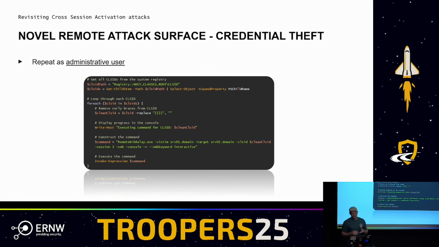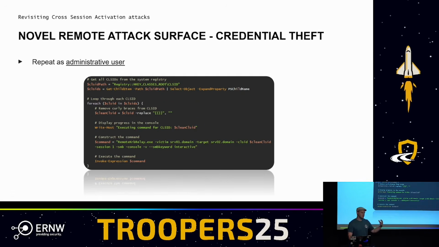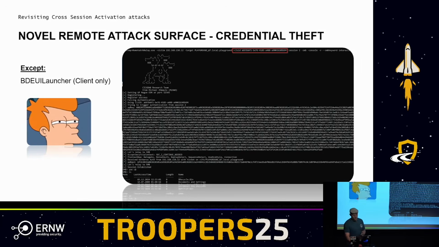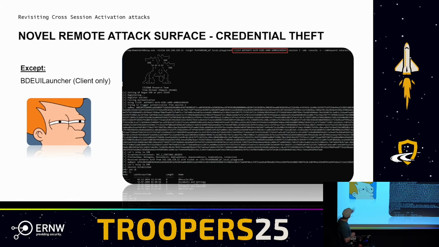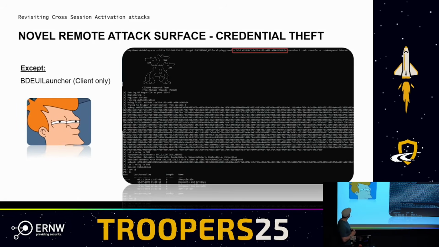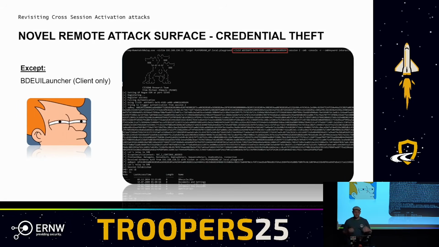Okay, I was still not happy. And I repeated the same thing with the brute force approach for all the CLSIDs from the current system and tried to relay the connection for all the CLSIDs to see maybe I won't get the STATUS_BAD_IMPERSONATION_LEVEL for one of them or for two of them, or maybe there are some exclusions. And it turned out that there is one CLSID which only exists on a client system. So this is the BDEUILauncher class, which is related to BitLocker.